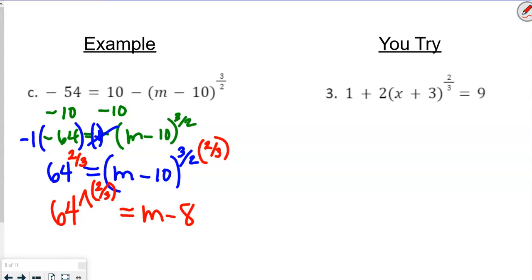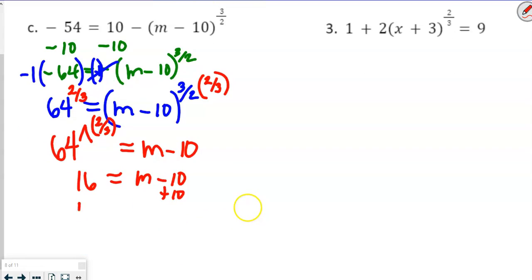So when you do that, you're actually going to get 16 over here, equals m, whoa, minus 10. I don't know where I got that 8 from, y'all. I was looking at my paper going, where did that come from? So this is actually 10, y'all. Sorry. So m minus 10. So we're going to actually do what with this 10? Yes, we're going to add it to both sides. So this is going to be what? 26 equals m.